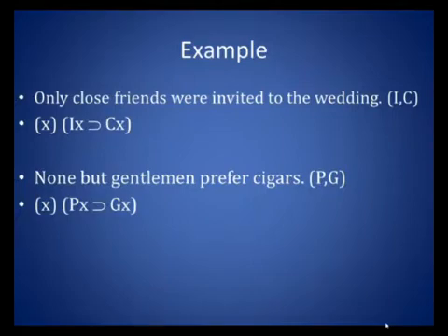None but gentlemen prefer cigars. That means for all X, if X prefers cigars, then X is a gentleman. Notice, we're not saying that every single gentleman prefers a cigar, which would be the case if we were to translate it as for all X, GX implies PX. If we were to say for all X, GX implies PX, we would actually be saying that if you're a gentleman, then you prefer a cigar.